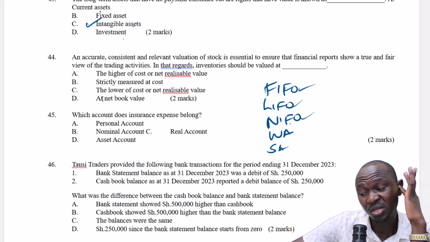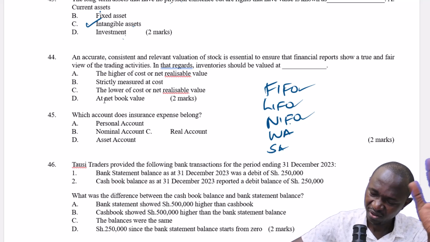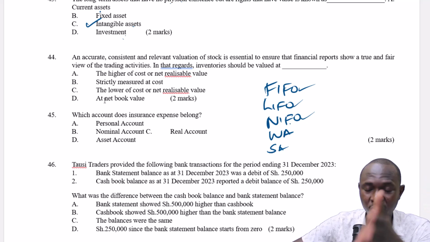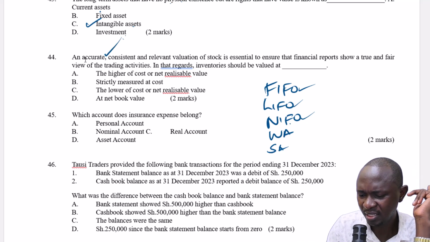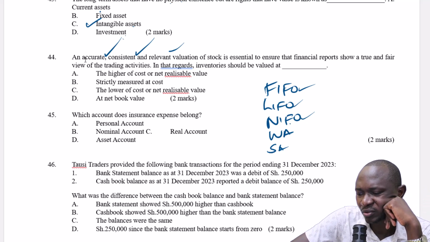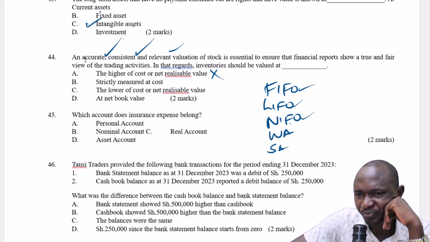The one that is commonly used is FIFO, first in, first out. Between first in, first out and LIFO, last in, first out, most organizations will choose which one to use. But anyway, let's go back to the question and see what the question wants. I think the word here to underline is accurate, consistent, and relevant valuation, is essential to ensure the financial report show a true and fair view of the trading activities. In that regard, inventory should be valued at the higher of cost or net realizable value. No, it can't be the higher. It's not in line with the prudence concept.